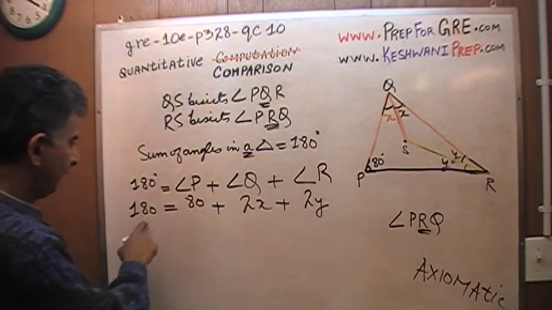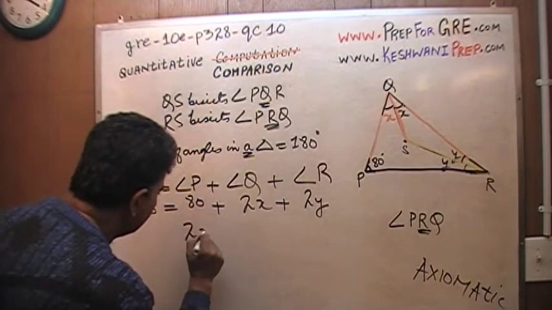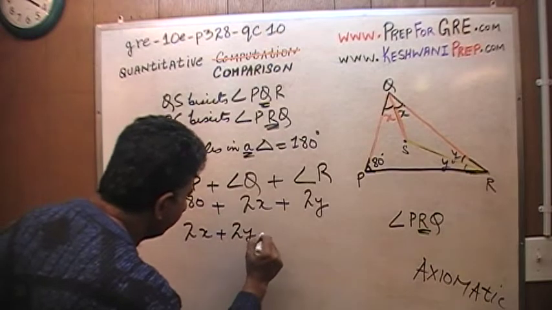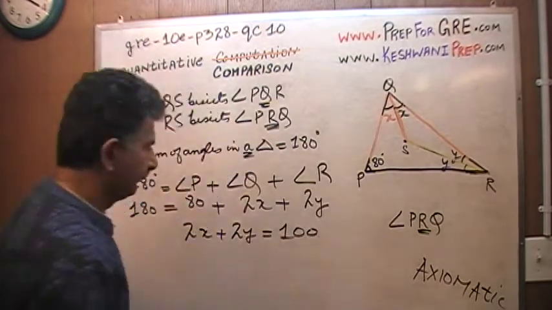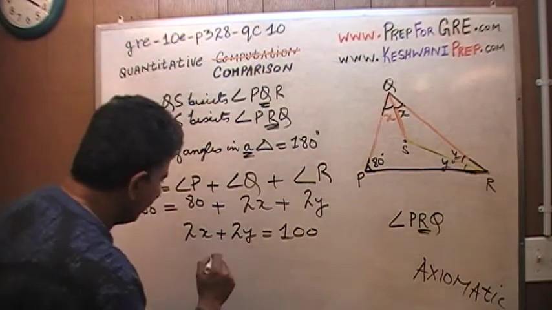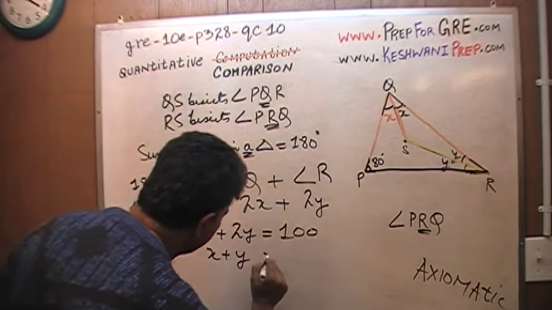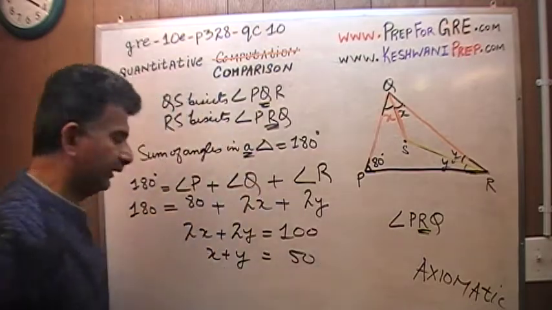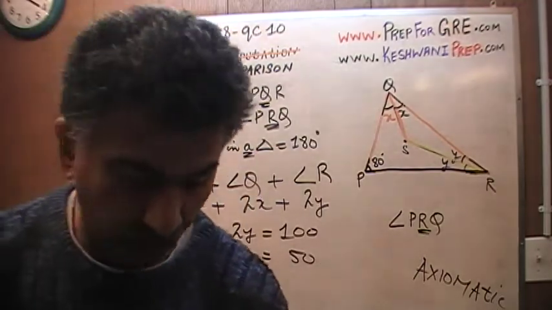So if you subtract 80 from both sides, you end up with 2x plus 2y equals 100. And if you divide the whole equation by 2, you'll end up with x plus y equals 50. And that is all we can do. That is about as far as we can go.